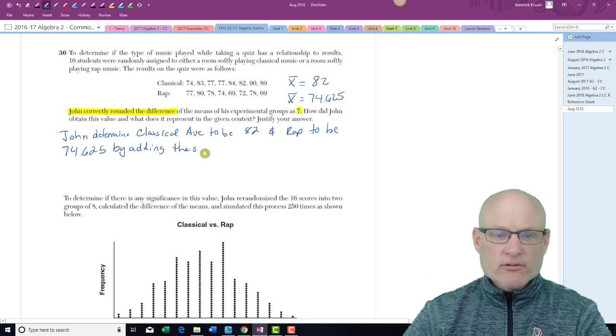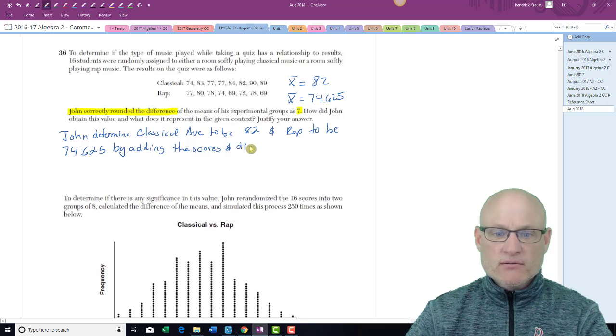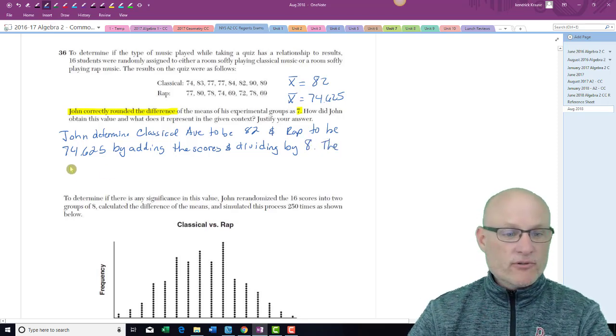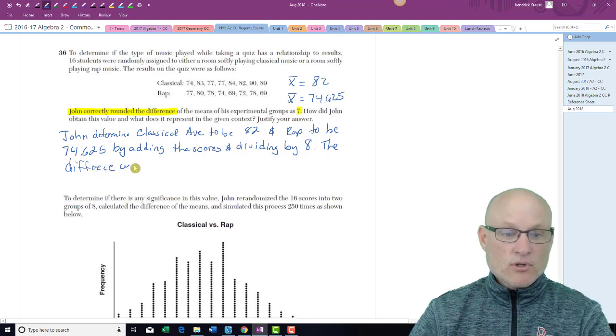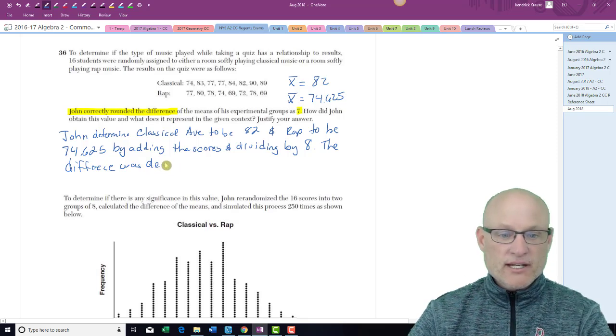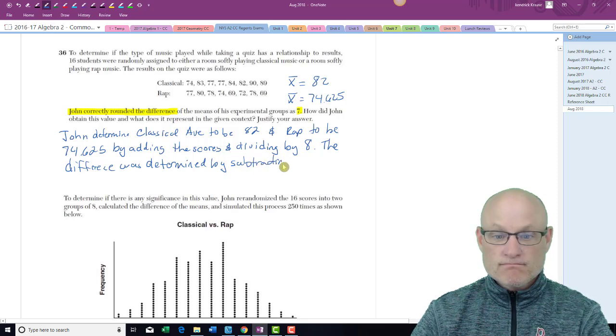and dividing by 8. The difference was determined by subtracting them. As dumb as this sounds, make sure you answer the question.